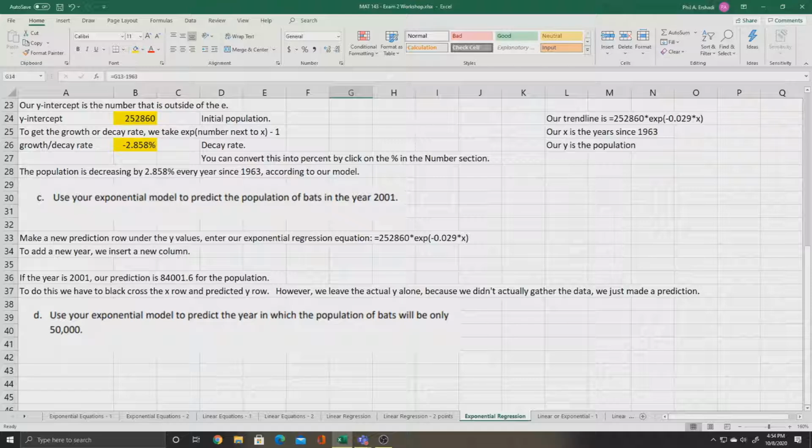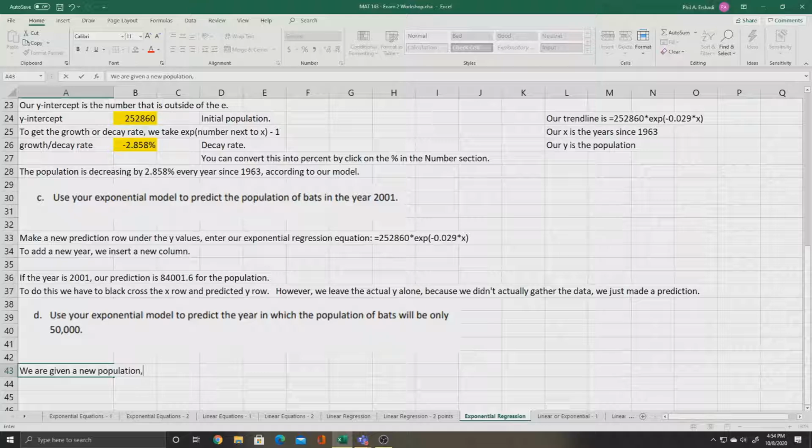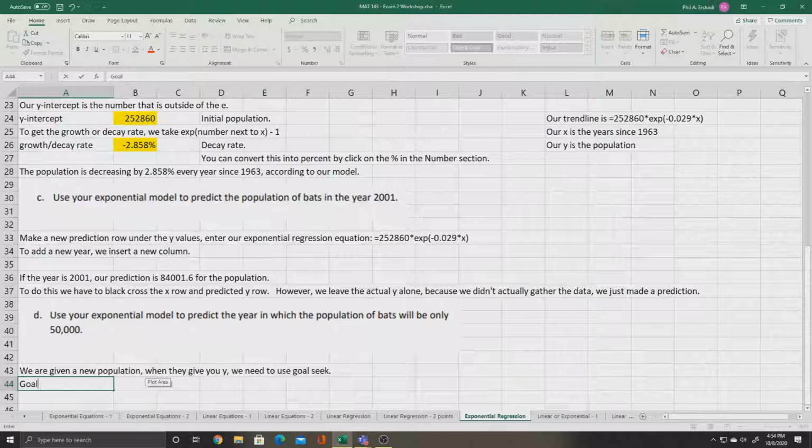So now part D says to use your exponential model to predict the year in which the population will become 50,000. So we are given a new population, and when they give you y, we need to use goal seek. So we are going to goal seek our predicted y to 50,000 by changing the x.